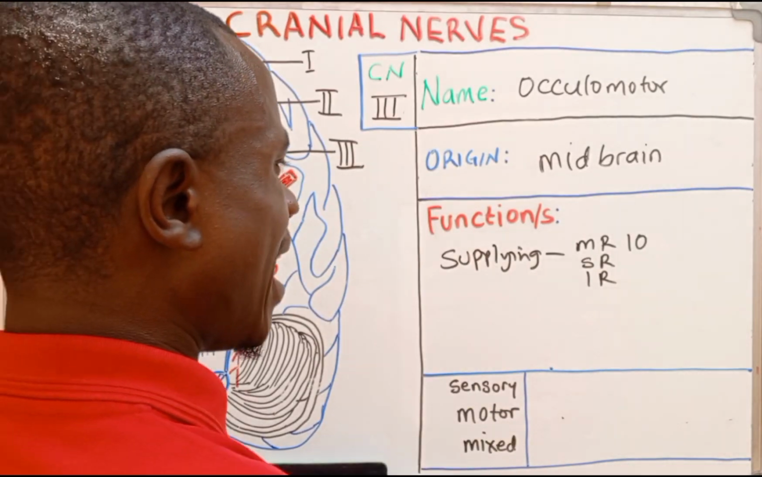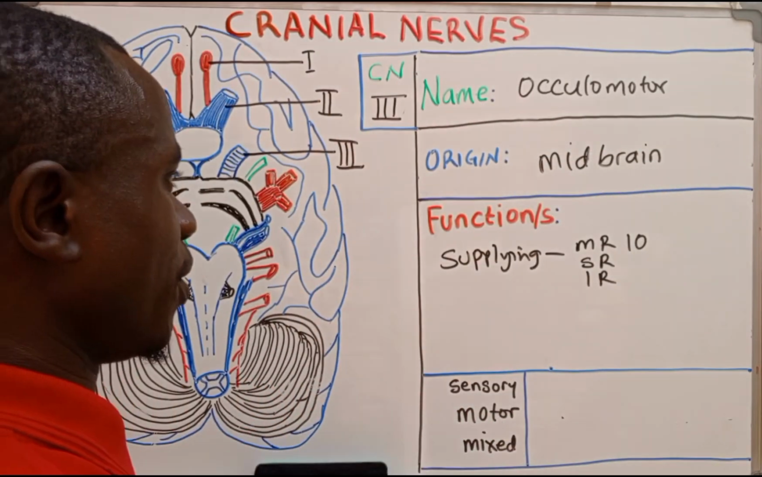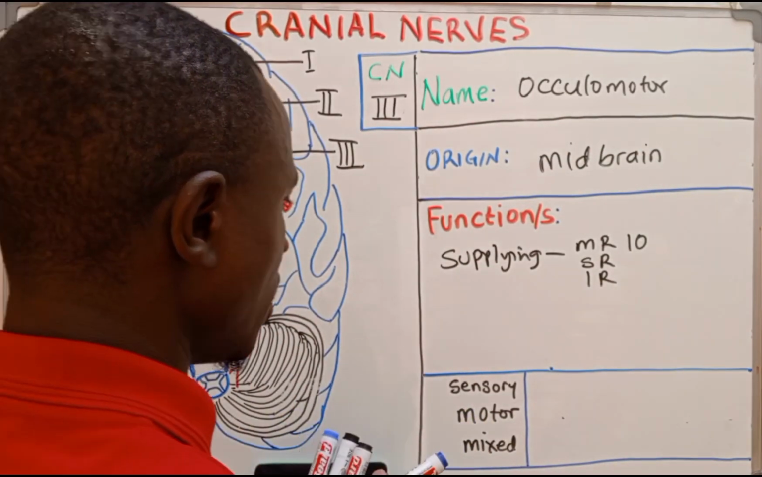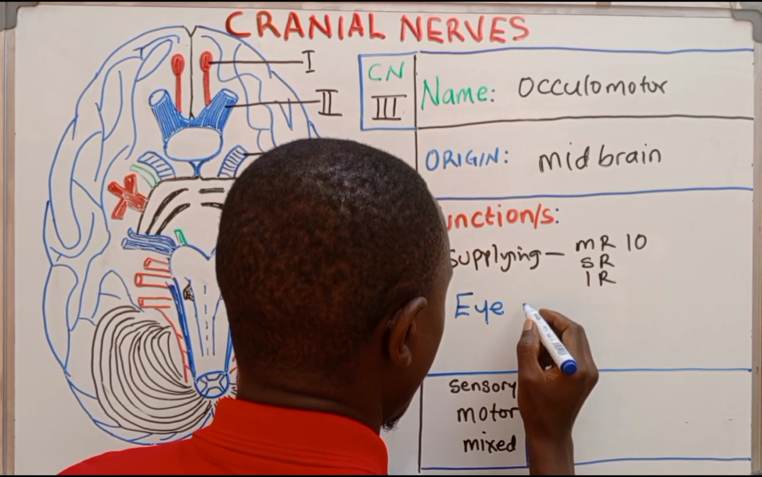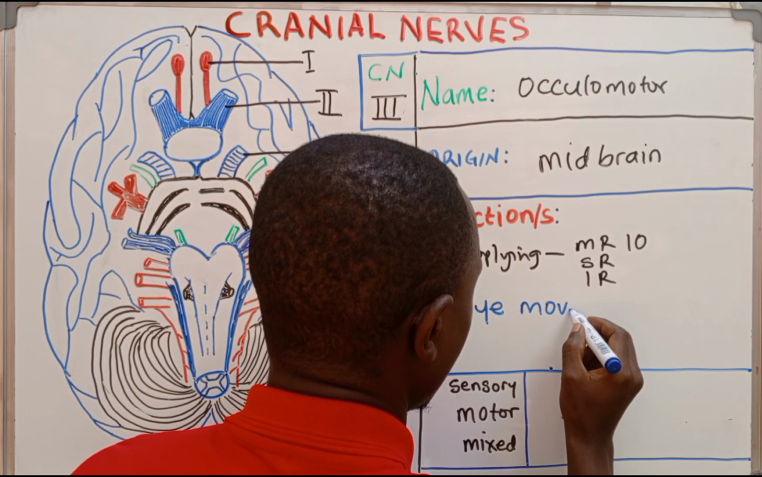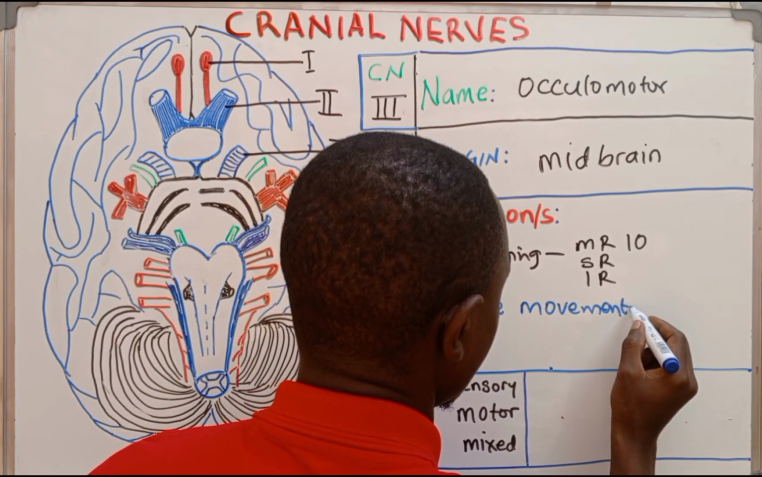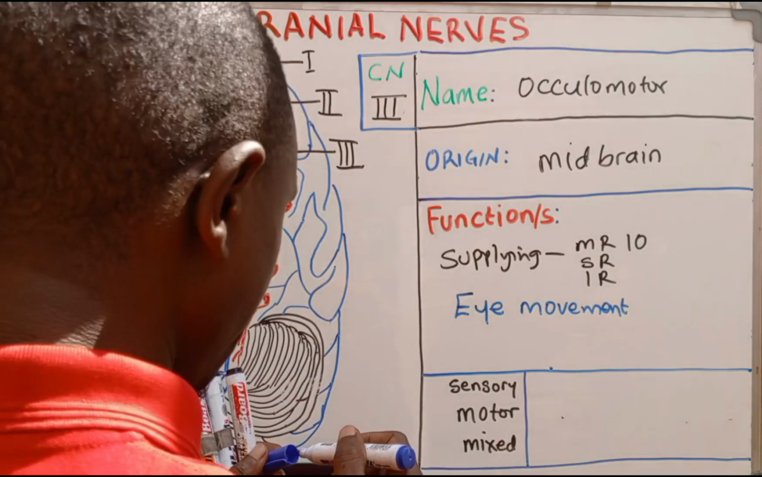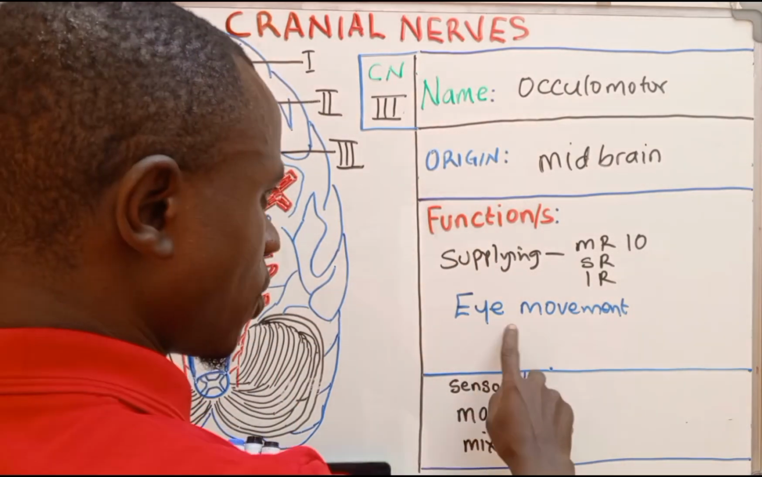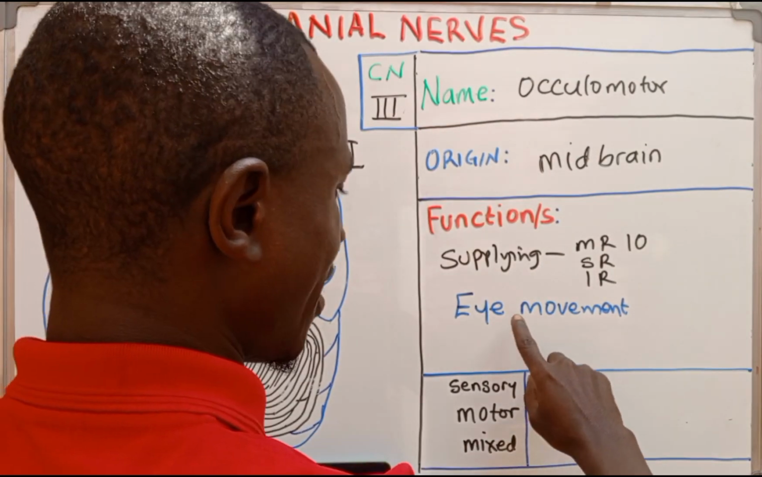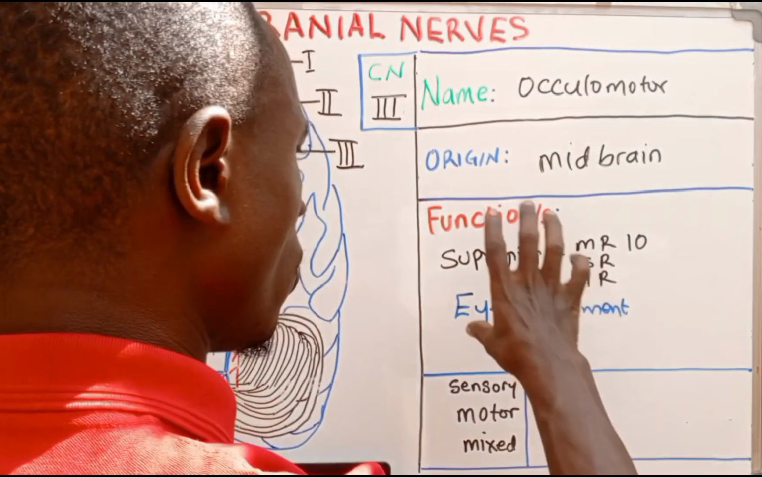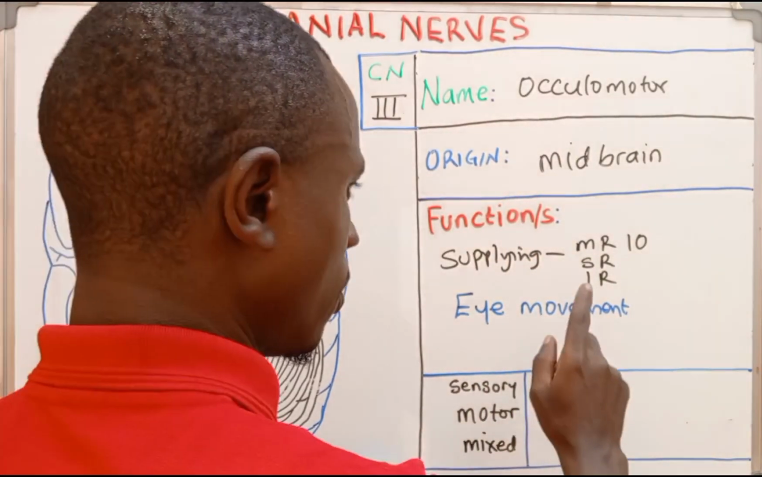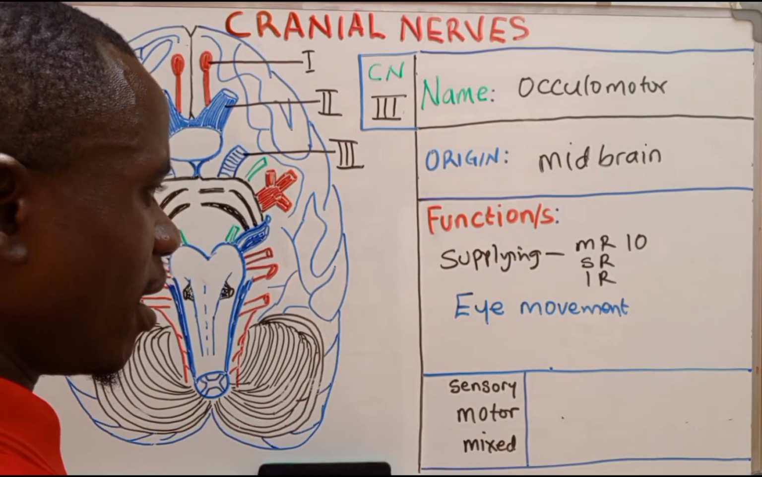nerve number 3, and the whole essence of this is going to be eye rotation. Okay, or you may even call it eye movement. So now if you don't want to call it eye movement, you may even call it eye rotations. Okay, so oculomotor is going to be dealing with what we call eye movement or eye rotation.